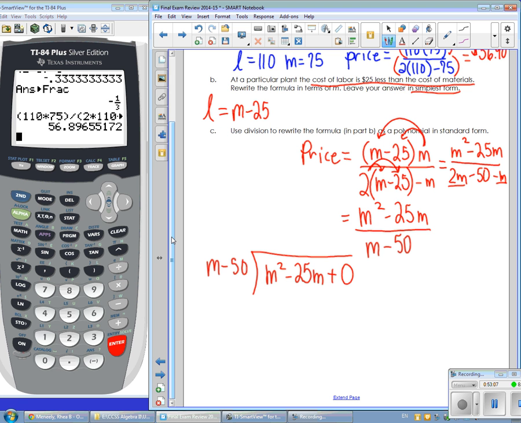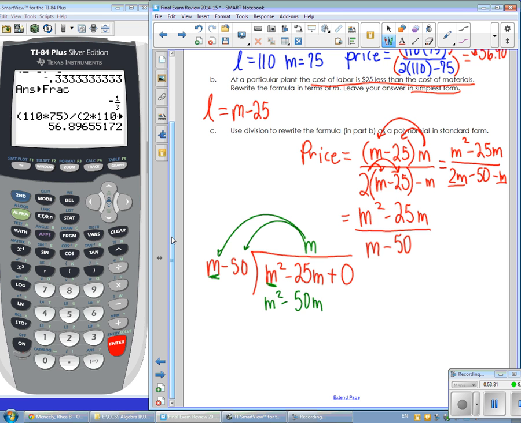And so the first thing I'm going to do now is think about, I'm not really thinking how many times does M minus 50 go into M squared minus 25. I'm thinking how many times does M go into M squared? Or simply, what do I need to multiply by M to get M squared? And I know I need an M. So that's going to go over the second term since there are 2 terms that I'm dividing by. So now I'm going to multiply. M times M is M squared. And M times a negative 50 is going to give me a negative 50M.